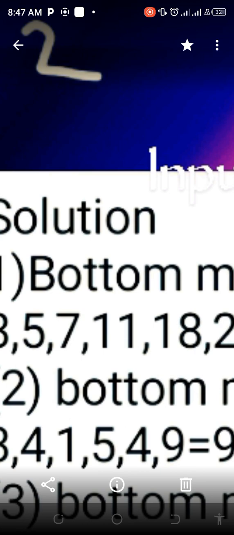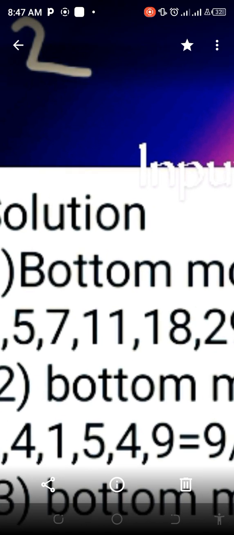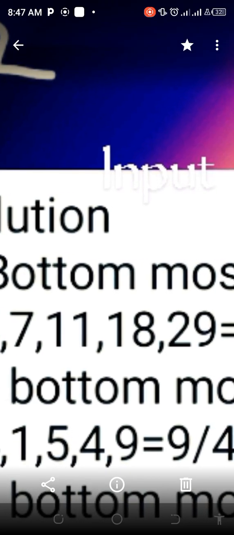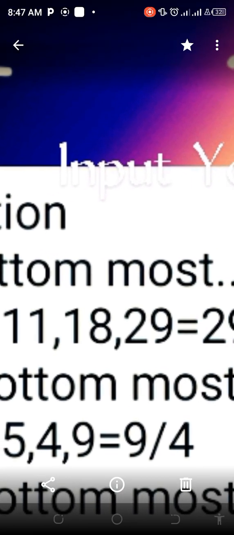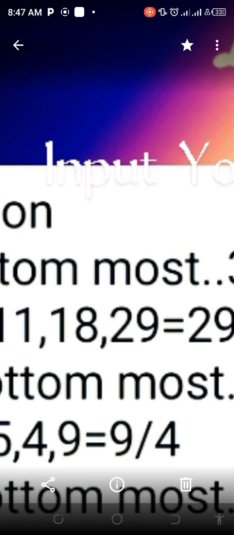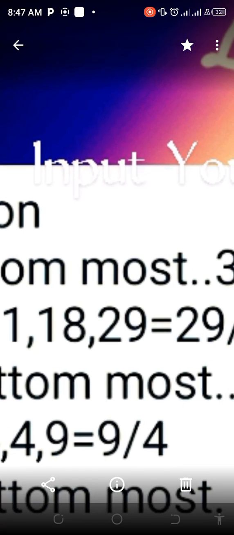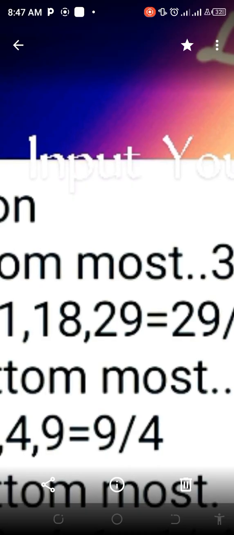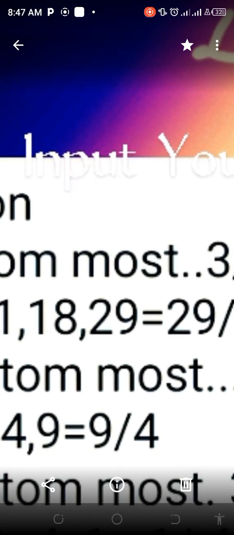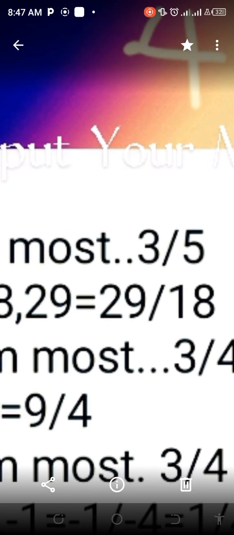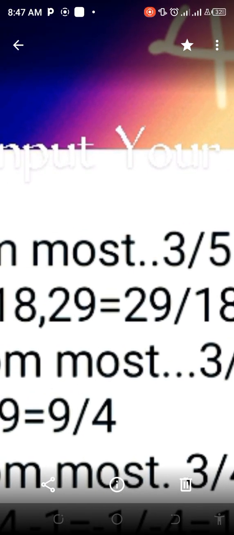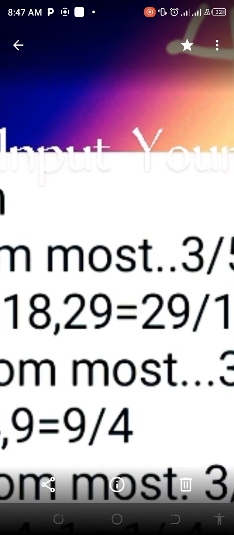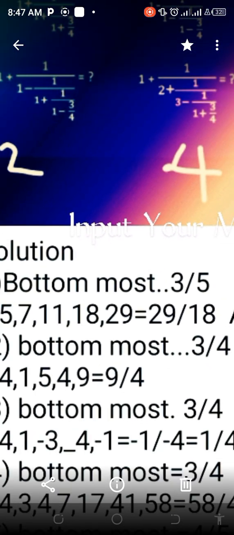Then the next is 11 plus 7. 11 plus 7 is 18. And the next is 18 plus 11. 18 plus 11 is 29. So our solution will be 29 over 18. 29 over 18. That is the answer, as there is no other ladder above the fourth ladder. So our answer is 29 over 18.